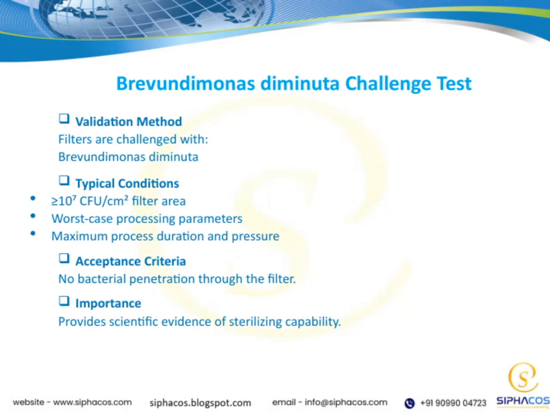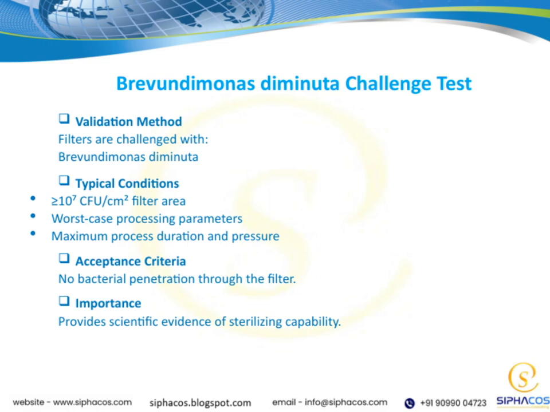Now, let's take a look at the Brevundimonas diminuta challenge test, which is a crucial part of our validation method. In this test, we challenge the filters with Brevundimonas diminuta, a microbe known for its small size and ability to test sterilizing filters effectively. Typically, we use a challenge level of at least 10^7 CFU per square centimeter of filter area.